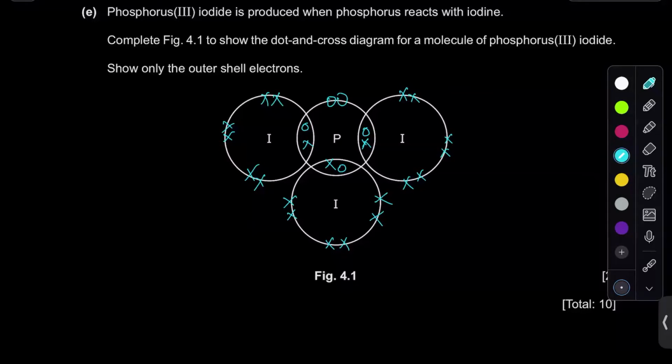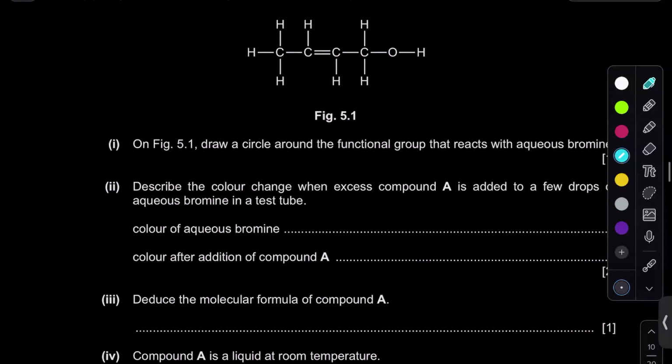Ammonia और इसमें फर्क क्या है? That the outer electrons also need to be drawn. Hydrogen के पास outer electrons होते ही नहीं है.